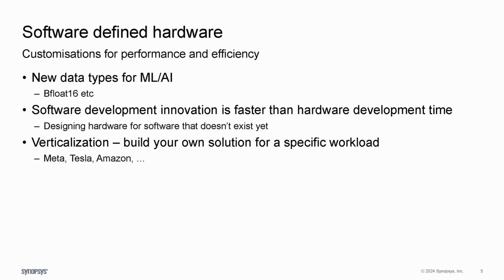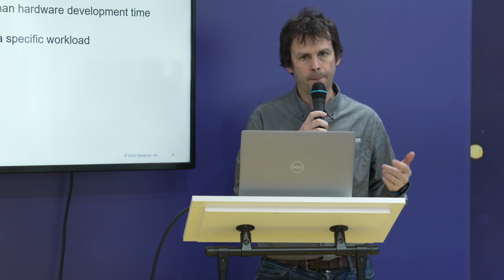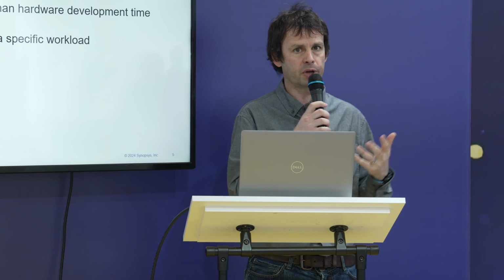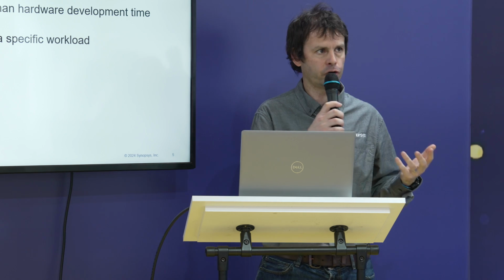So when we look at some of the other things going on, we're seeing new data types coming along. bfloat16 is now probably almost commonplace. We're seeing other custom data types appearing, and the joy of RISC-V is you can customize, you can add instructions to deal with your custom data types.